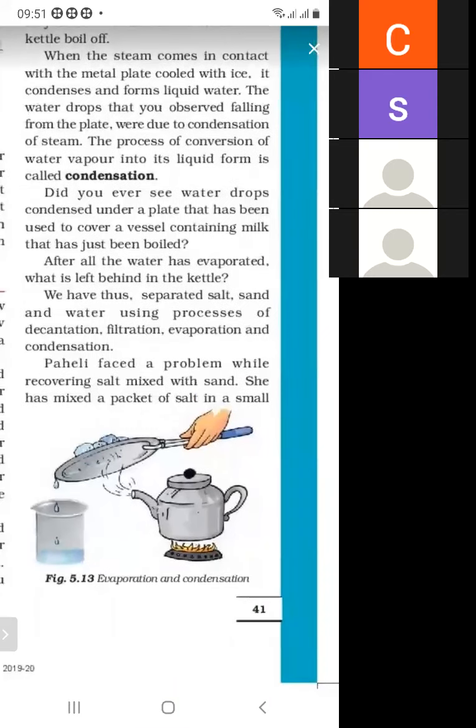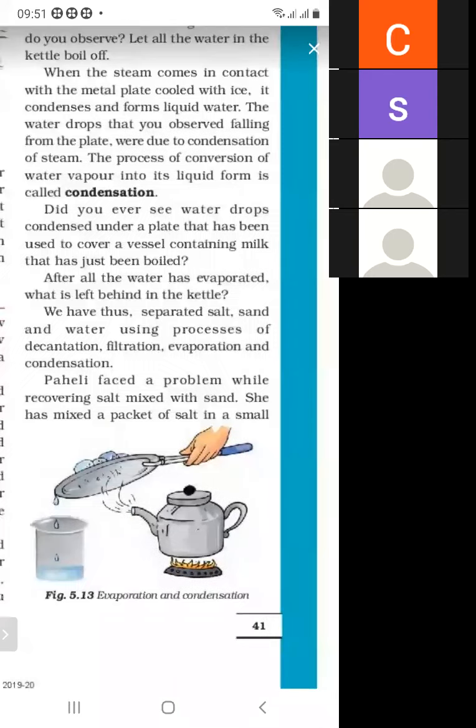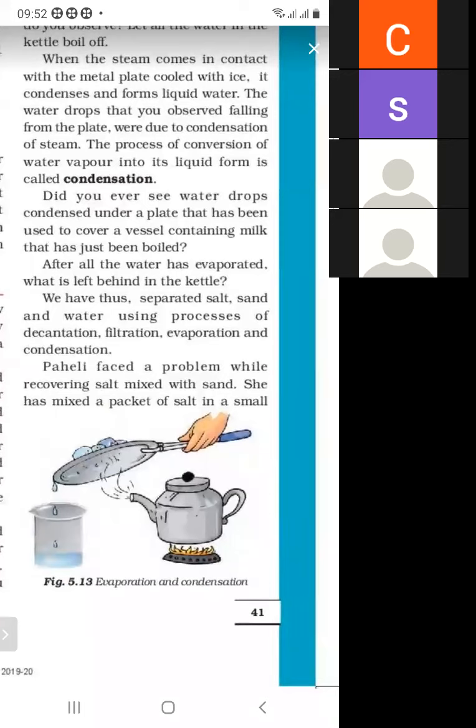So what do you mean by condensation? The process of conversion of water vapor into its liquid form is called condensation.